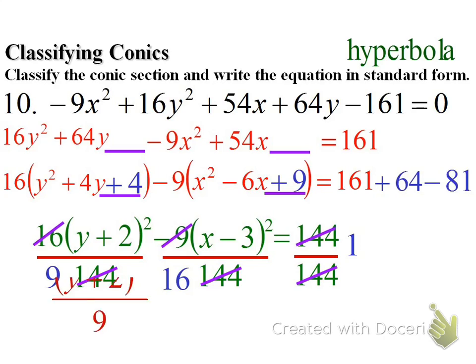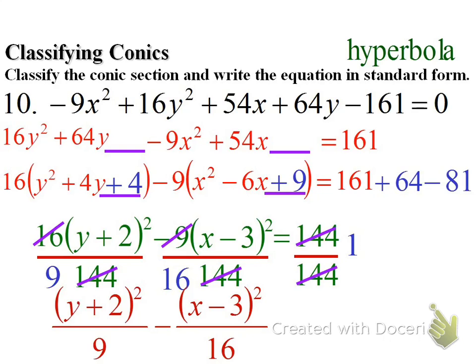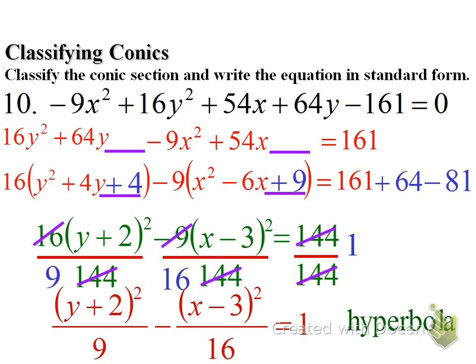So my final answer here is y plus 2 quantity squared over 9 minus the quantity x minus 3 squared over 16 equals 1. And then you can just double check this is a hyperbola. That's what we set out to write. So we are good. What are your questions?